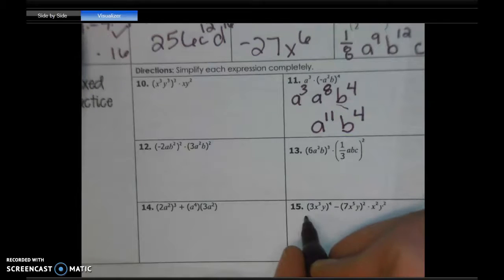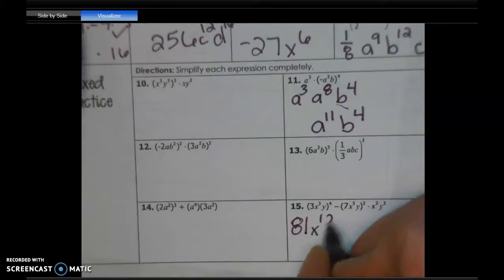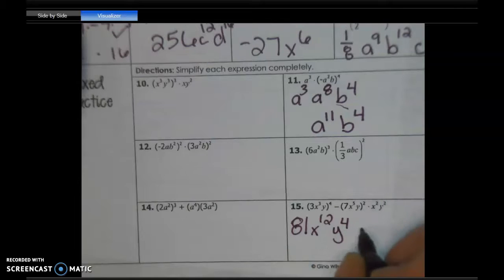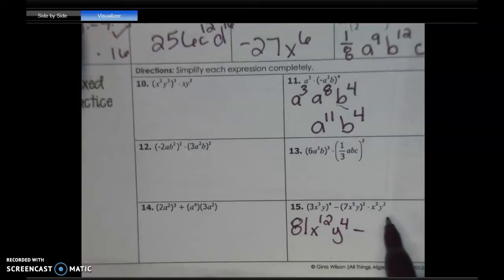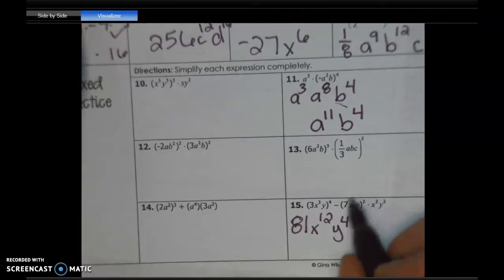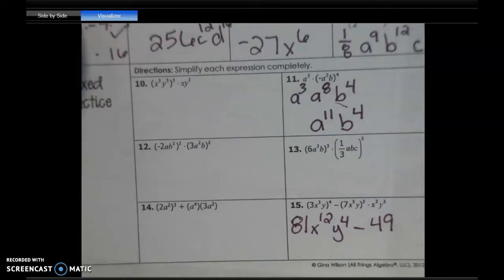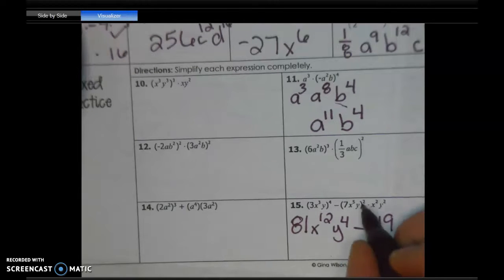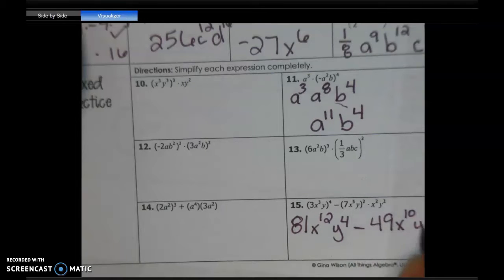Okay? Look at this one. We have 3 to the 4th power. That's 81, x to the 12th, y to the 4th. Then we're going to subtract. Oh, wait, we can't yet, because we have all this stuff we got to go through. So let's put this one to the squared power. So let's see, 7 squared is 49. And then we have 2 times 5 is x to the 10, and y squared.